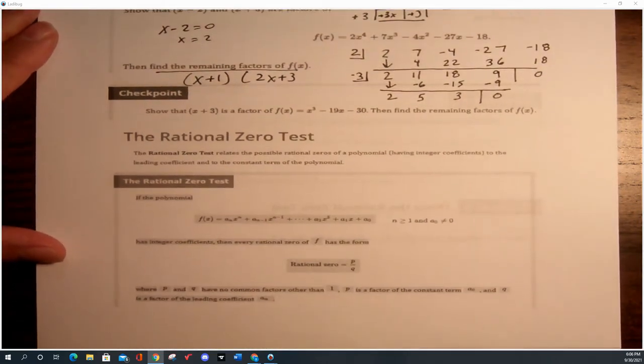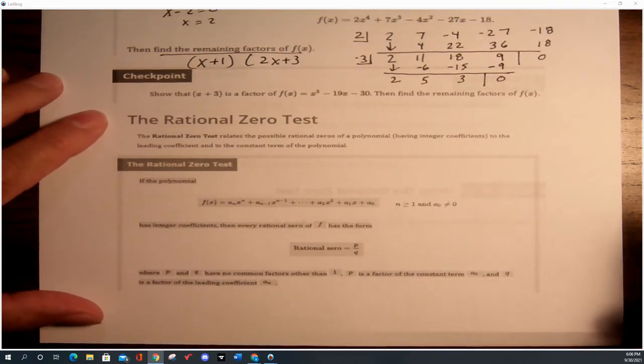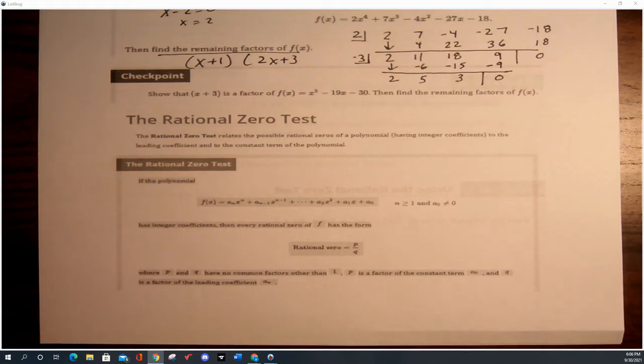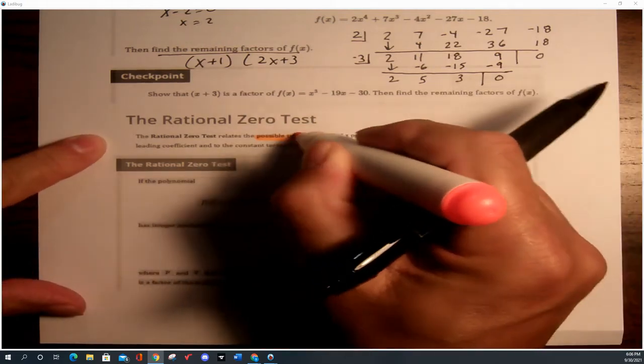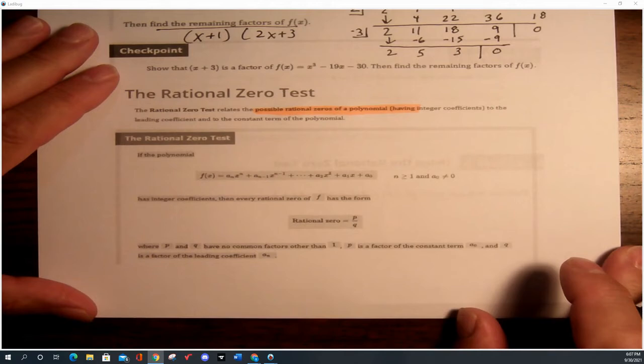I do want to go ahead and continue with the rational zero test. The rational zero test tells me the possible rational zeros of a polynomial function. There's no guarantee that they are going to be a rational zero, but if we're looking for a rational zero, this is the list that we're going to use.